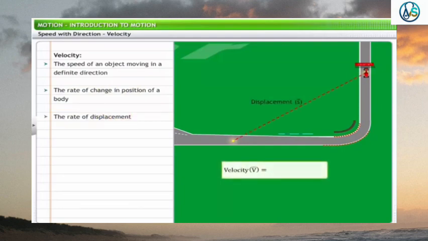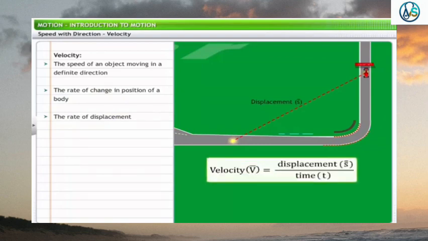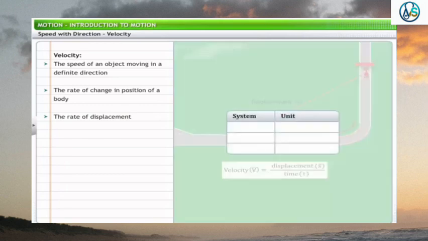Velocity is calculated as the ratio of displacement of the object to the time interval taken for that displacement. Velocity is measured as centimeter per second in the CGS system and meter per second in the SI system. Similar to speed, velocity is also measured in kilometers per hour.